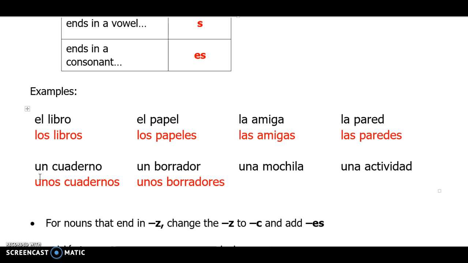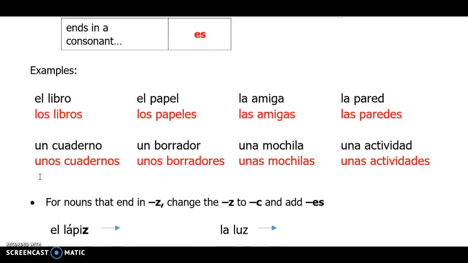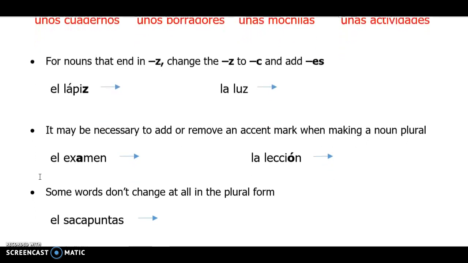Una mochila, there's your backpack. Una becomes unas. Mochila becomes mochilas. And last but not least, una actividad. Una becomes unas, so an activity becomes some activities. Actividad ends in a consonant, add the es, bam. So those are ones that kind of follow the prescription. They follow the rule. There are some outliers, some little things that are a little changey-uppy.